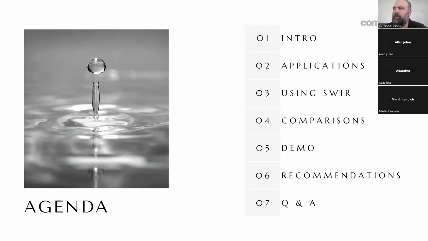So we'll talk about using SWIR. We're going to look at some of the comparisons between the different types of technology. I've got a demo video of one of our newest SWIR zoom lenses that we'll show, and then we're going to talk about some recommendations and what are some things to think about when choosing lenses or SWIR cameras for your application. And then we'll go into a little Q&A here as well.